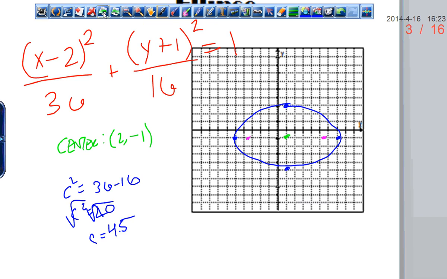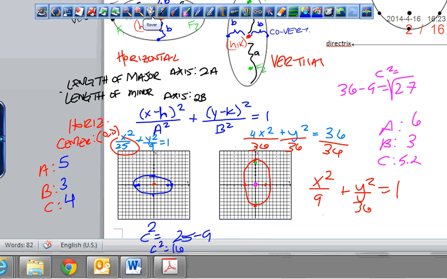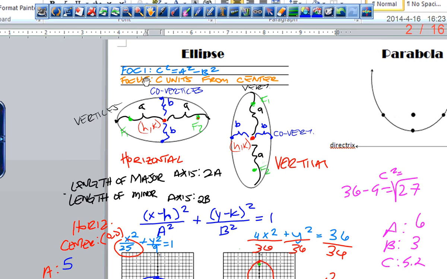All right, party people, let's go ahead and do some conic sections. We're going to talk about ellipses today.